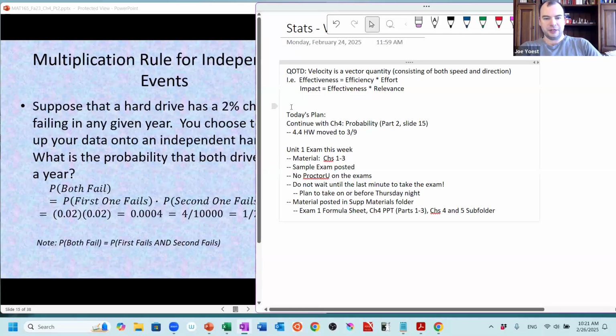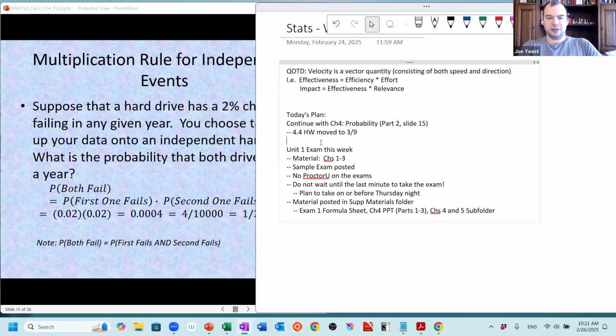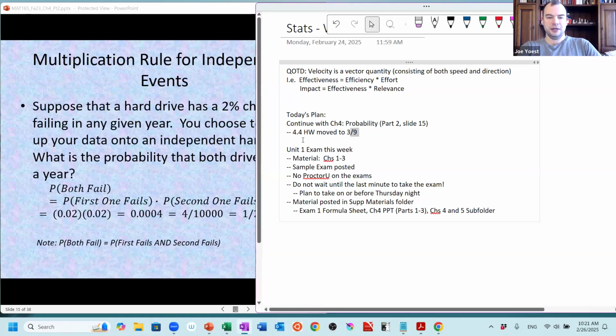All right, so the plan for today is just to continue with chapter 4, keep working our way through that because we probably won't finish 4.4 today. I've moved the deadline for the 4.4 homework 1 week, so that'll be due on Sunday the 9th instead of this Sunday. It's hard to believe that it's already going to be March this weekend.